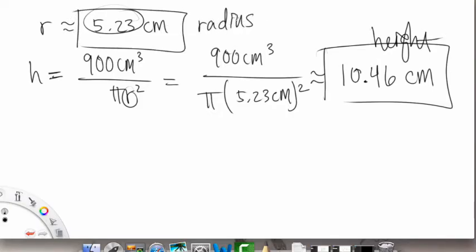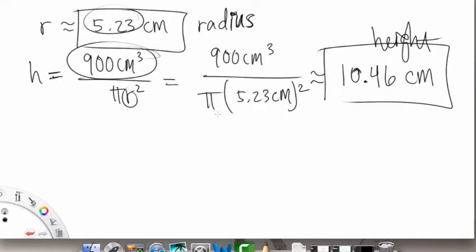So these are the dimensions of the cylindrical can, which has a volume of 900 centimeters cubed and has the minimum surface area, which you could figure out by plugging everything in again, but the question doesn't ask for that, so we are just going to stop here.